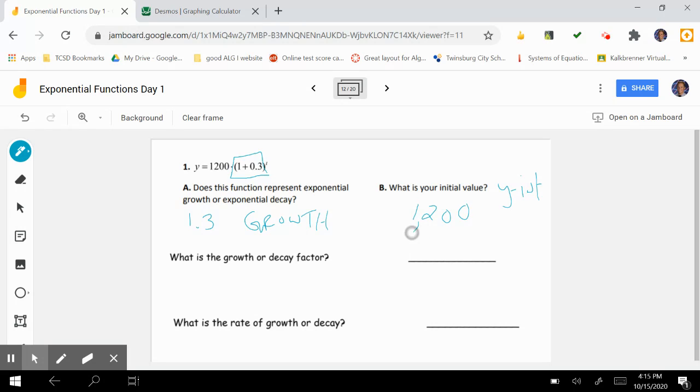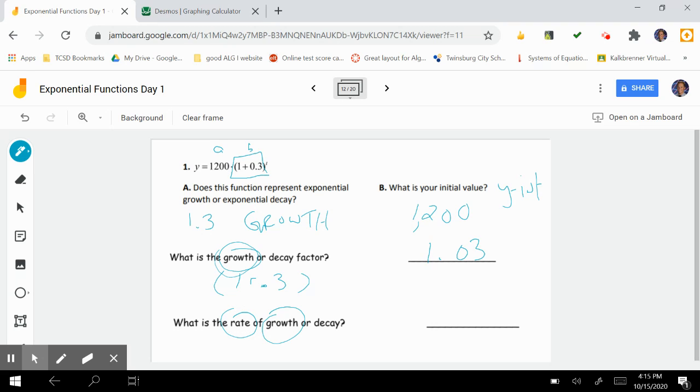So there's not much to it, right? We have our a and we have our b, and then we have our x and our y's. All right. What is the growth or decay factor? So the factor is what's going to be inside of parentheses. So 1 plus 0.3 gets us a growth factor of 1.03. All right, now here, the rate, it's a growth rate because we already said growth.